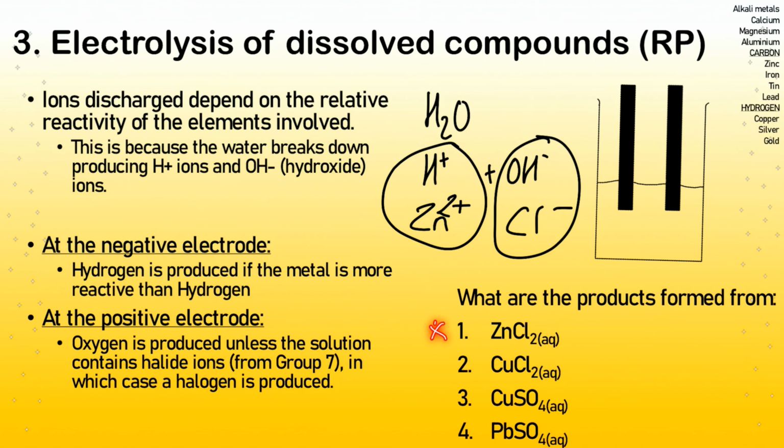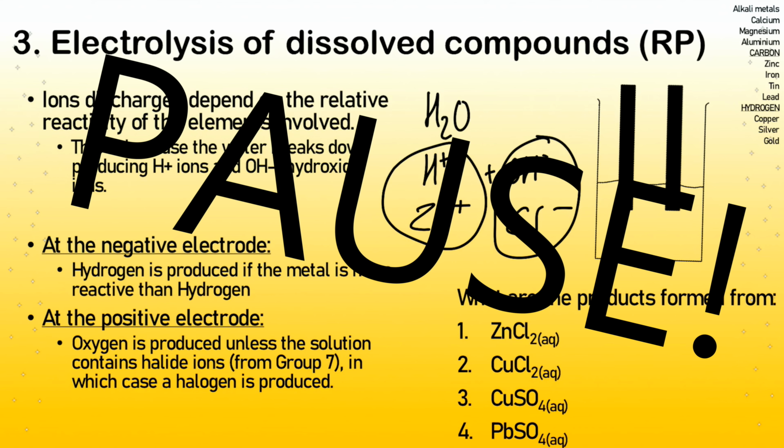So for the first example here of zinc chloride, we have zinc, which is more reactive than hydrogen, so therefore we get hydrogen produced, H2, and we also have chloride, which is a halide, so we're going to get H2 and chlorine, and we're going to therefore get left with zinc hydroxide forming. So for the other 3 examples, have a little go, see if you can figure out what the products are going to be. I'll pause it here for a second and you can then give it a go.